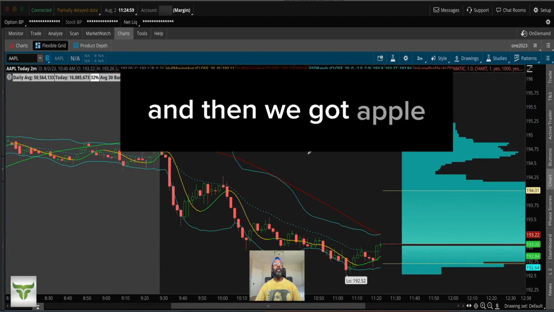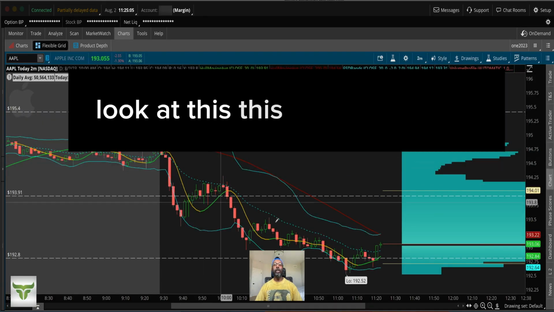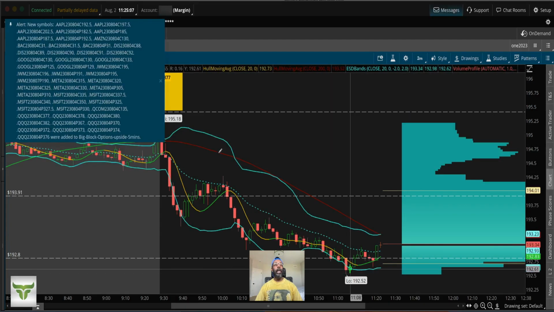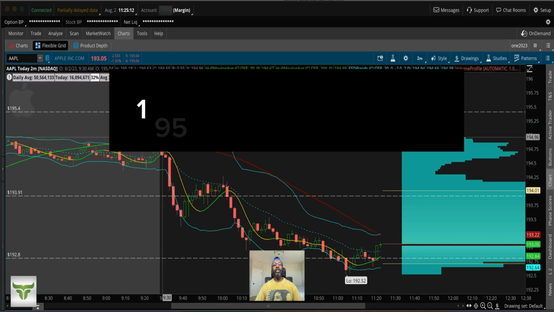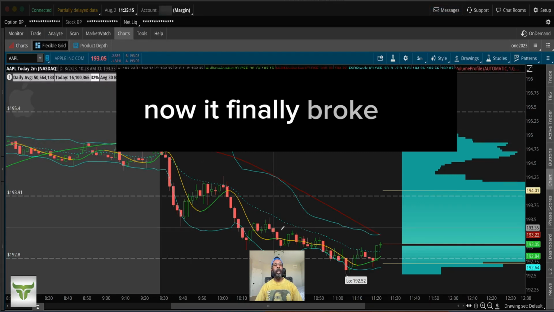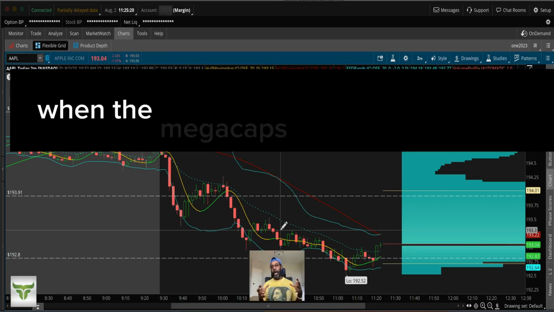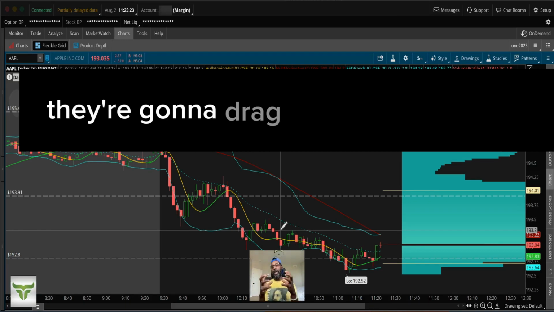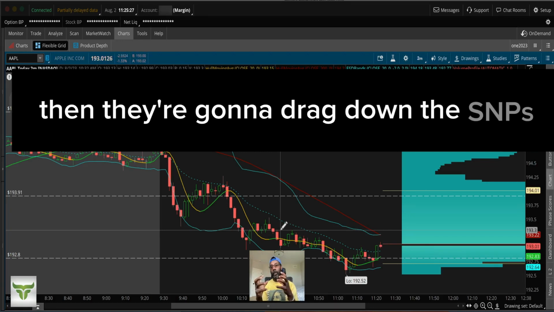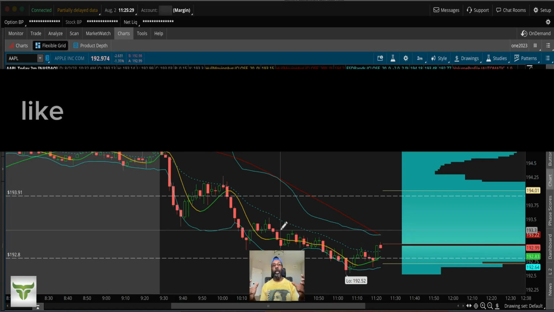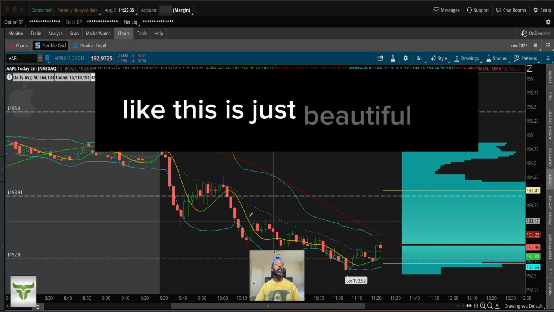And then we got Apple. See what Apple's doing? Look at this. This is just beautiful. Apple finally broke. Apple was hanging around 190, 196, 195 for the longest time. Now it finally broke. When you are looking at the mega caps, when the mega caps start to break down, they're going to drag down the NASDAQ. Then they're going to drag down the S&P. And then that's it. It's game over. You're going to see sell side activity. This is just beautiful.